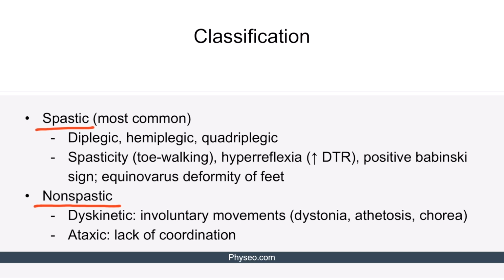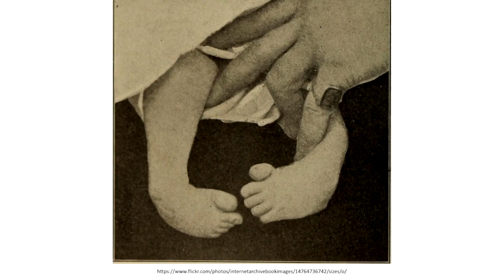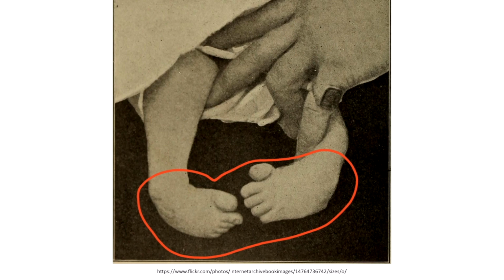Toe walking specifically occurs due to the involvement of the flexor muscles in the calves. This causes the heels to become raised and pushes the toes downward, causing the child to walk on their toes. Also, because of spasticity, patients may develop equinovarus deformity of the foot. Here's an image showing equinovarus deformity. This deformity describes feet that are pointing down and inwards. In cerebral palsy patients, it occurs due to the hypertonia and hyperreflexia that affect the lower limbs.